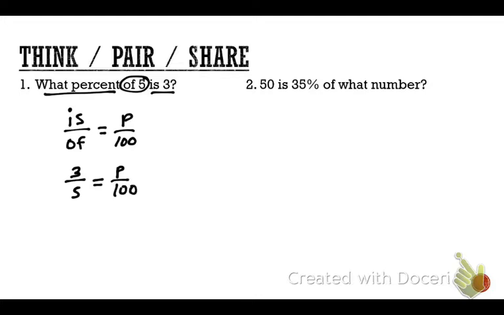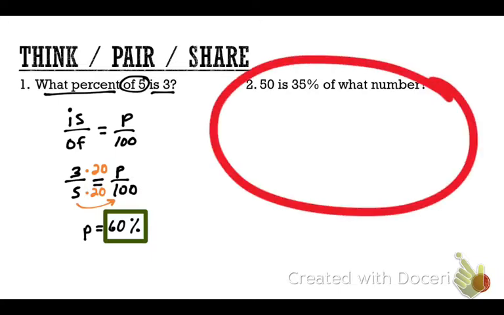Was there anyone who did mental math? If you tried to do mental math, to get from a 5 to a 100, we have to multiply by 20 on top and bottom. Class, what is 3 times 20? 60. P equals 60%. How many of you did it that way? How many of you did it with cross products? If you did it cross products, did you also get 60%? Yes. Fantastic. All right, let's look at this last problem for today.